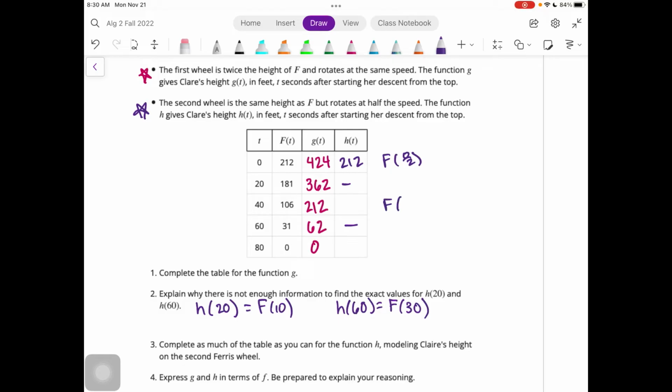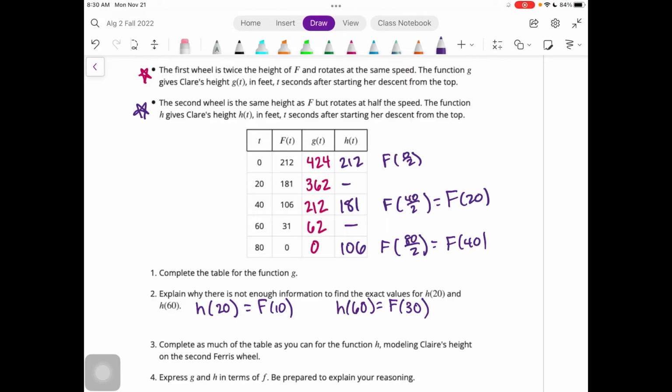This is going to be f of 40 divided by 2, not 20, because the answer is 20. So that's f of 20. So whatever f of 20 was, which is 181, that's what our value is going to be. And this one's going to be f of 80 divided by 2, which is f of 40, which we do have, and that was 106.